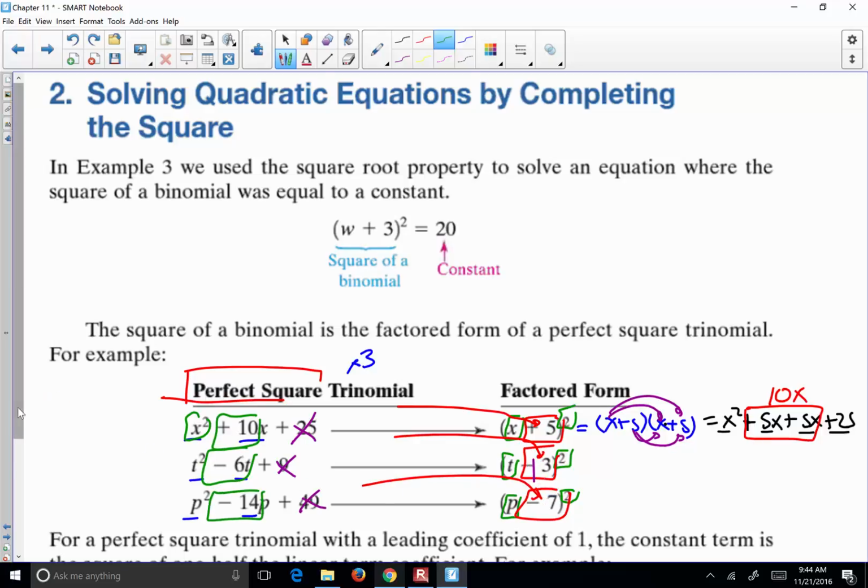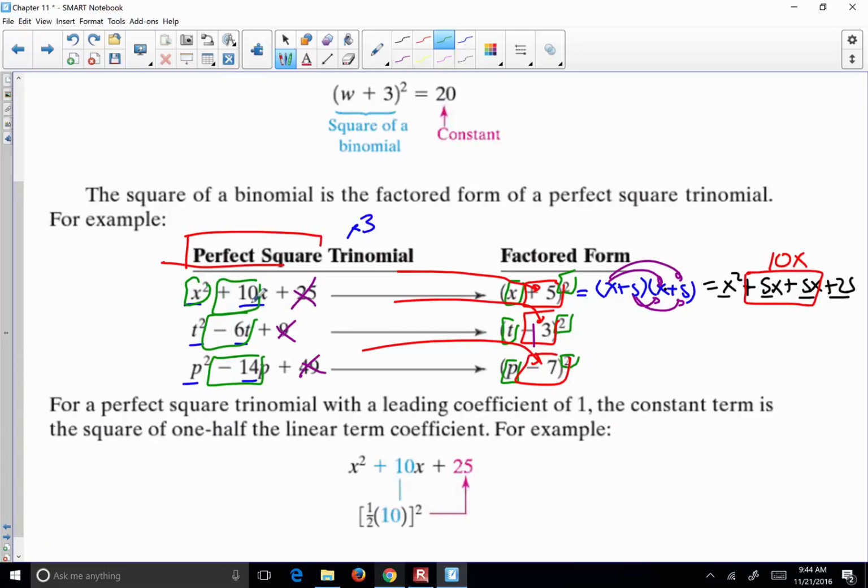How did they find it? They took half of it. Half. 10, take half of it. 5, and they put 5 here. Minus 6, half of minus 6 is minus 3. Minus 14, half of minus 14 is minus 7. They found this second term by taking half, but does this mean we need to completely forget about the last term on the end? No.